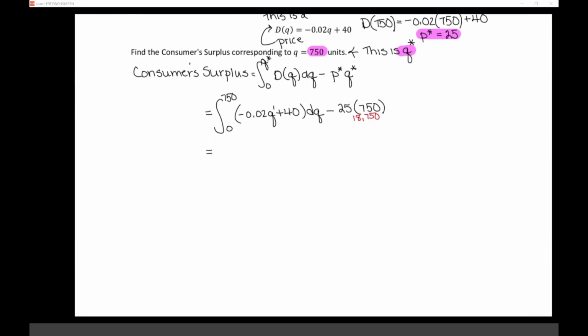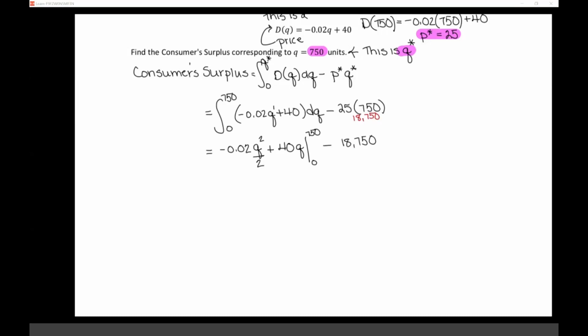So let's integrate. With the first term, I'm going to pull through my negative 0.02, and then use the power rule on Q. So I'm going to add 1 to the exponent and write it over the new exponent. Same thing with the second term with the 40. Remember, that's like 40Q to the 0. If I add 1 to the 0, I'm going to get Q to the first over 1. So a Q pops into existence here. And then that goes from 0 to 750 minus 18,750.